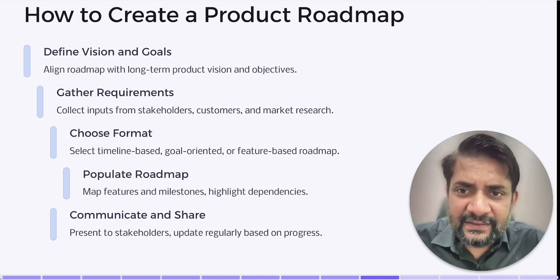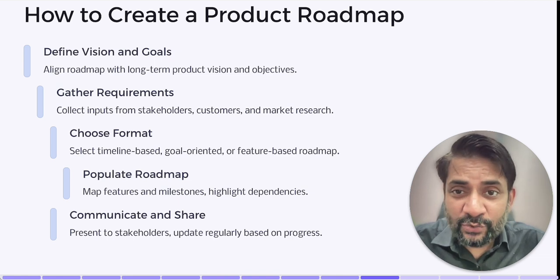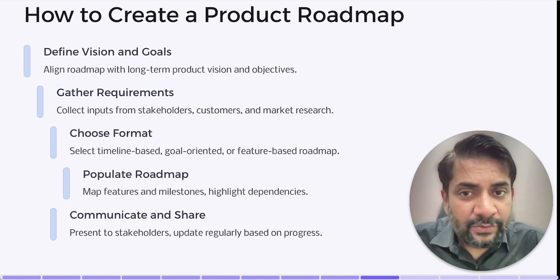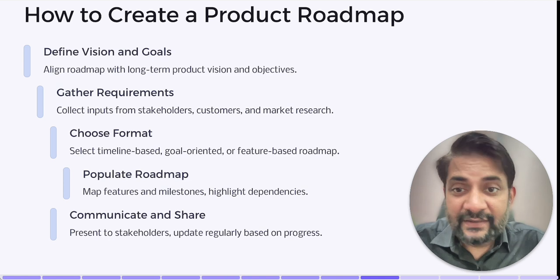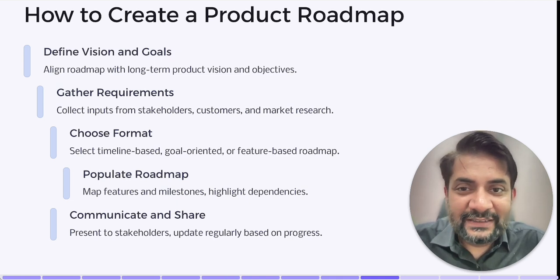5 stages. Step 1, define product vision and goals. Align with strategic planning and set clear objectives. Step 2, gather and prioritize requirements. You collect the inputs, you prioritize the features. Step 3, you choose a roadmap format: timeline based, goal oriented, or feature based. Step 4, you populate the roadmap. Map out features and milestones and visualize dependencies. Step 5 is communicate and share: stakeholder review and regular updates.